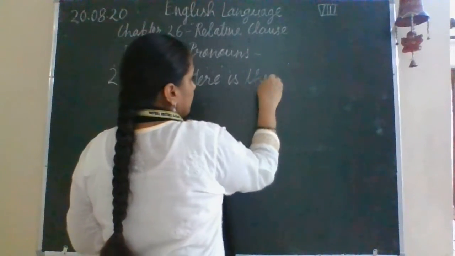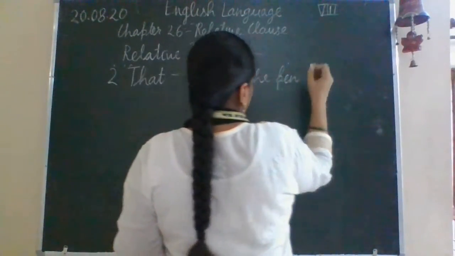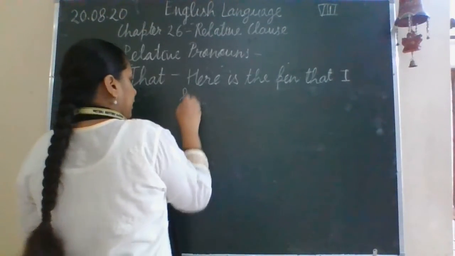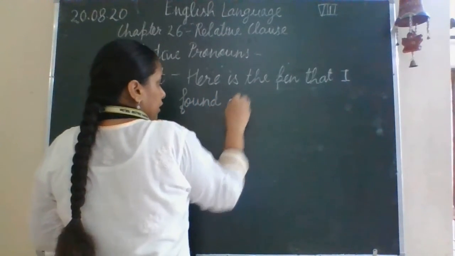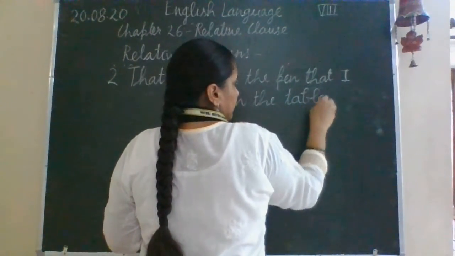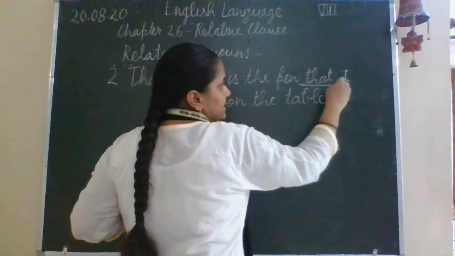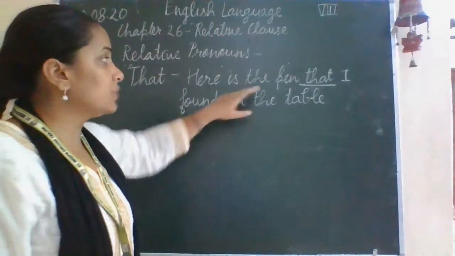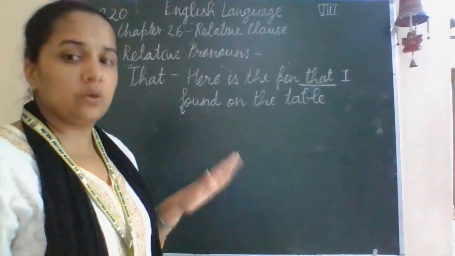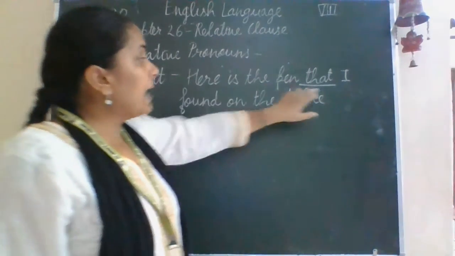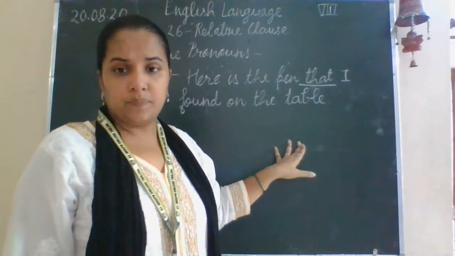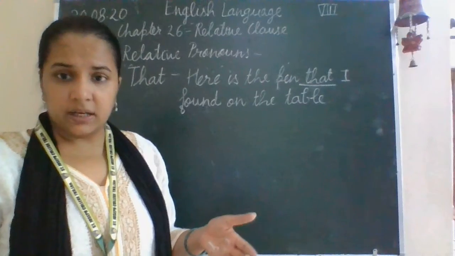Here is the pen that I found on the table. So here this that. Why we have used that? Because we are talking about the pen, and pen is a thing. That's why here we are not taking who, we are taking that. And here it is telling about the pen which was found on the table.